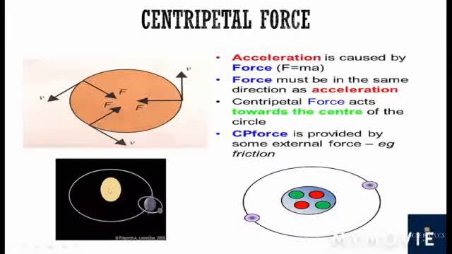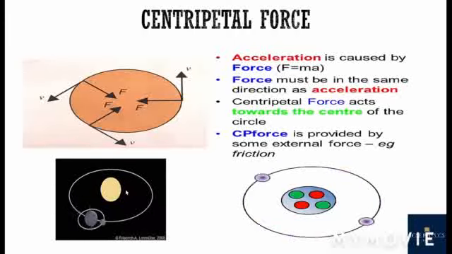Similarly, in this example, the planet moves around the sun in a nearly circular path, for which the gravitational force of attraction on the planet by the sun provides the necessary centripetal force. We all know that centripetal force is provided by an external force. Here, the gravitational force provides the centripetal force. Similarly, a moon revolves around the earth in a circular path. That is also an example of centripetal force.